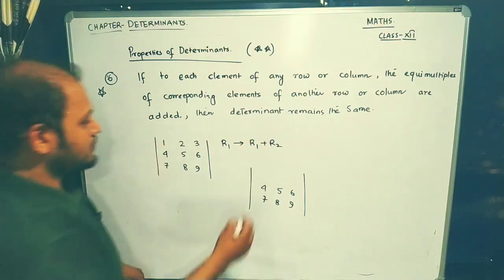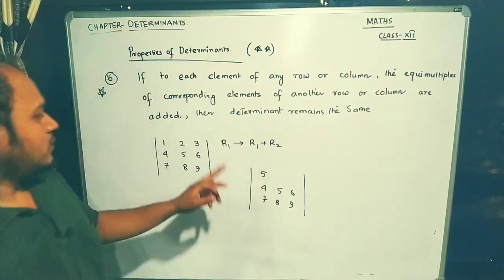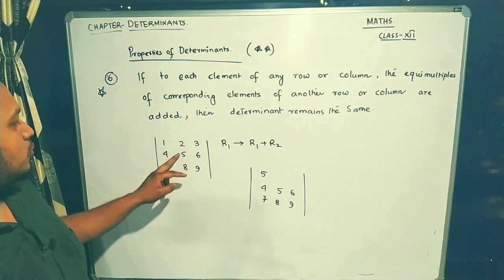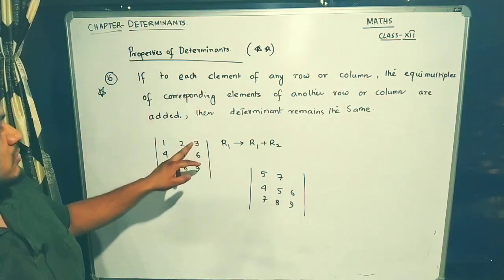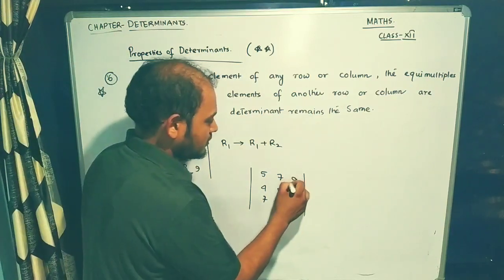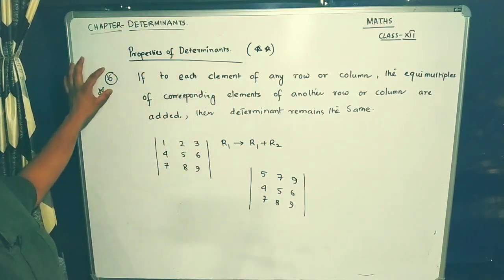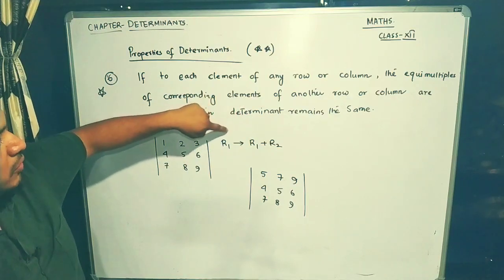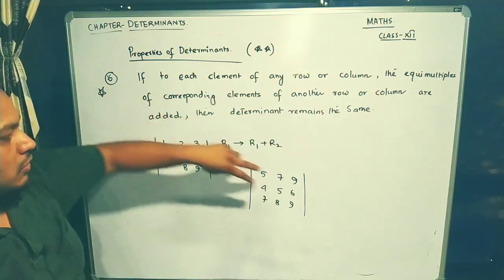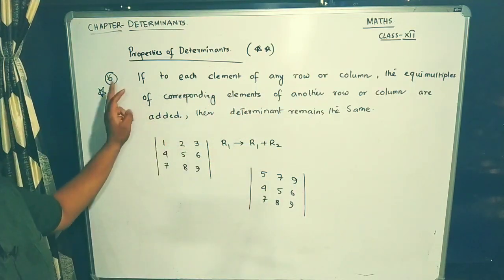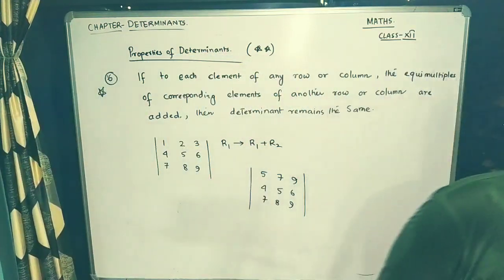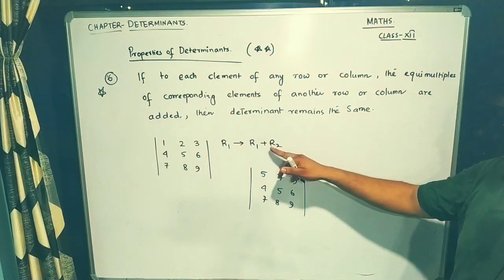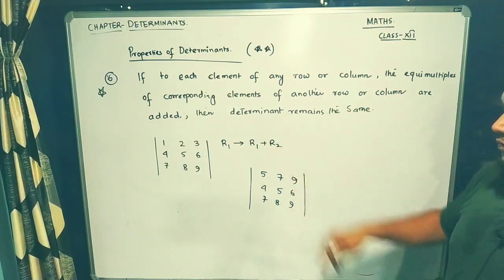4 plus 1 is 5, put it here. 2 plus 5 is 7, place it here. 6 plus 3 is 9, put it here. And according to property number 6, no matter how many operations of this type you do on this matrix, it will not change its determinant, and that is property number 6. I think it is clear to you that whatever row column operations we have performed earlier, that was the third type of row column operation.